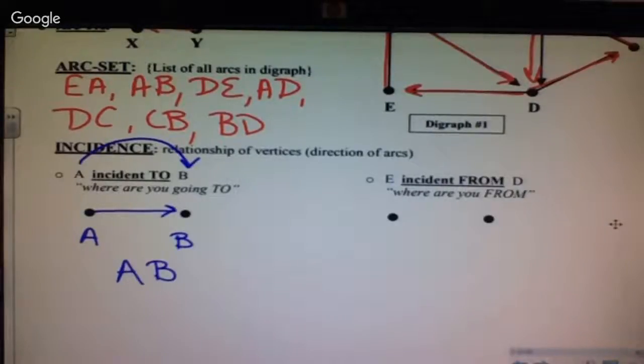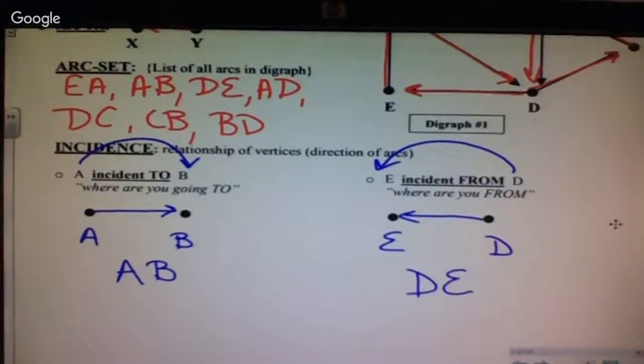It says D is incident from E. Well, if incident to is A to B, incident from is going to be the reverse. So incident from is reversal. So we're going D to E, which means as an arc set, it's written DE. So notice, if it's incident to, my letter's first. If it's incident from, my letter's second. Questions?